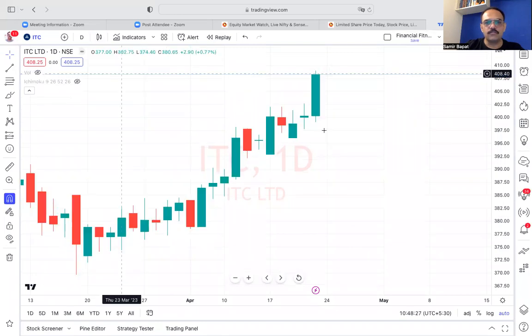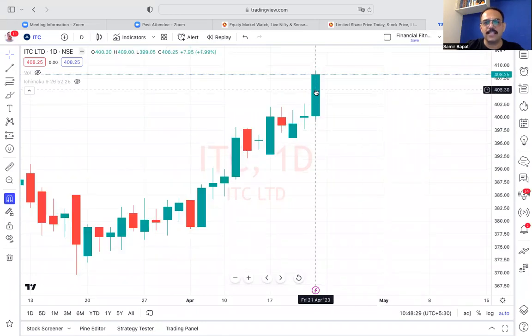Again, this is the candlestick. If I keep the cursor here, you have to see the price here. It is mentioned O, H, L, and C. What is the meaning of O? Open price. And this open price is at what time? 9:15 in the morning. It is the open price.